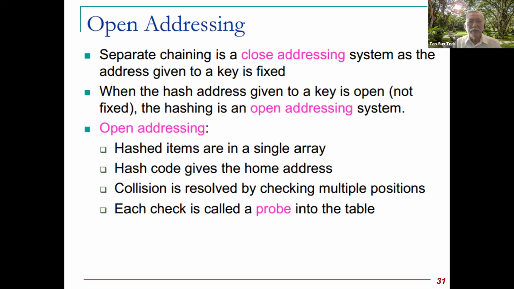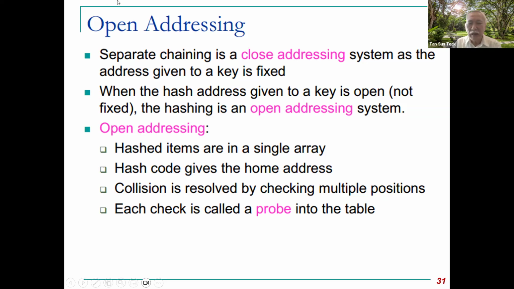Open addressing. Separate chaining is a closed addressing, similar to what they call a direct addressing table, because the key is fixed. Every time you produce this hash value, it actually goes to one location. You do not need to look for an alternative location to store it. We say that when the hash function produces this hash value and the key is open, meaning that you have to look for a different location when the home address is occupied, then we have this thing called the open addressing system.